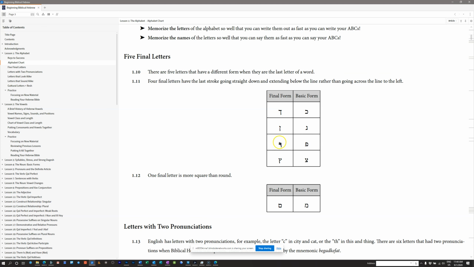All right. How do you tell the difference between the final form of the nun and the final form of the kaf? It really has to do with the difference between the basic forms of the two. The nun is a notch with a short foot. The kaf is a well-rounded three-sided letter.